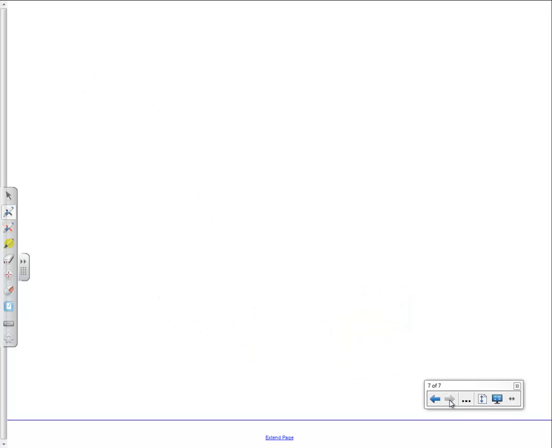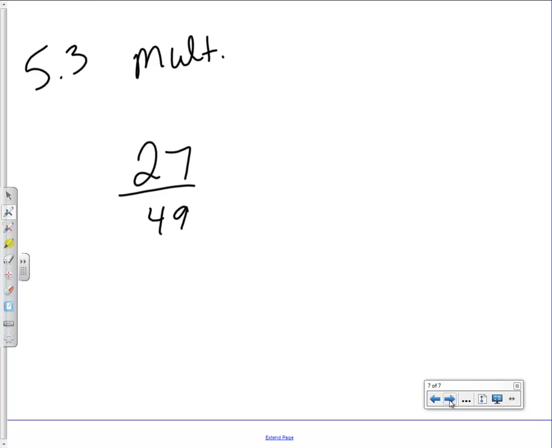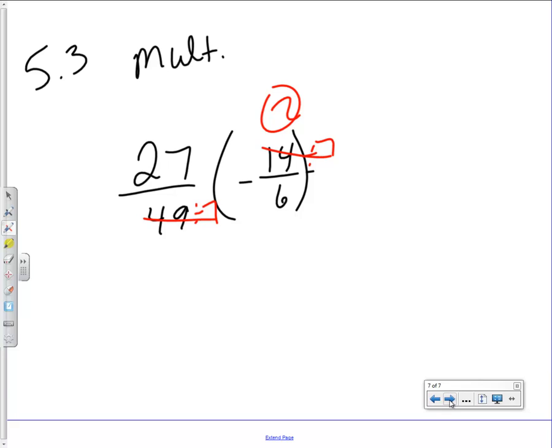Okay, the next problem we have is from section 5.3. It's about multiplication. So I have 27/49 times negative 14/6. I'm looking to simplify where I can, and I'm going to divide here by 7, and I end up with 2 and 7, because 7 times 7 is 49.